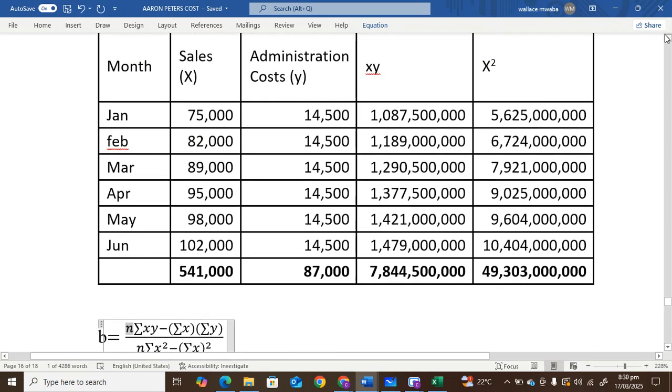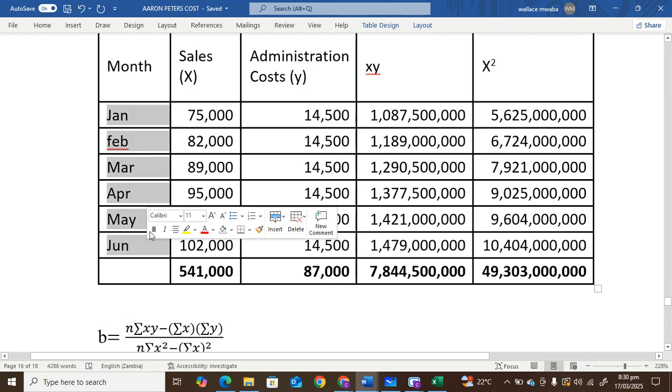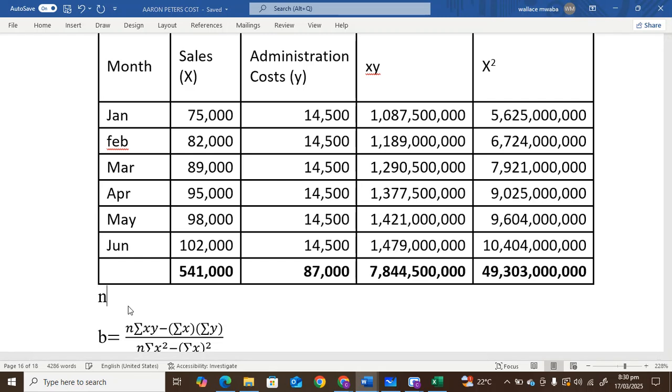So here you just count. Or in this case, you can even say number of months, because we're dealing with January, February, March, April, May, June, and this information relates to those months. So here there are 6. So N represents 6.